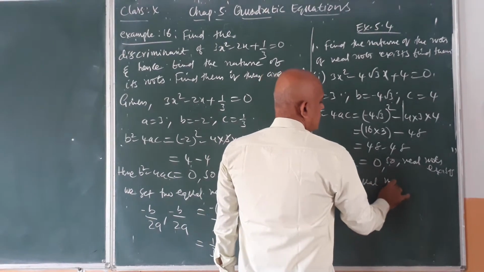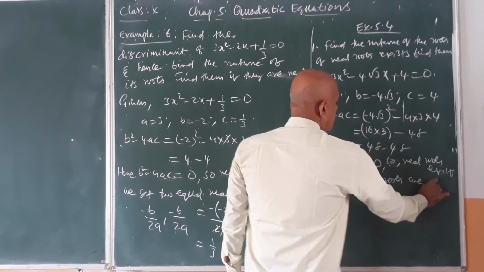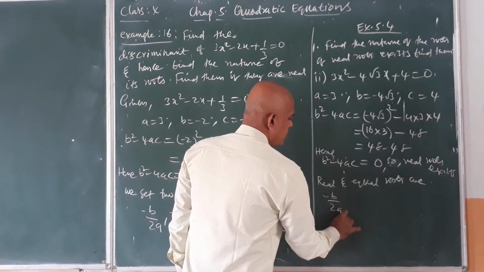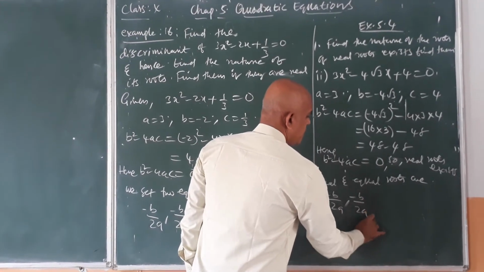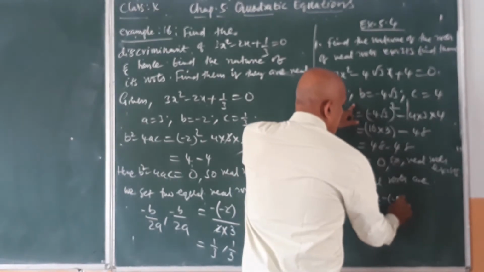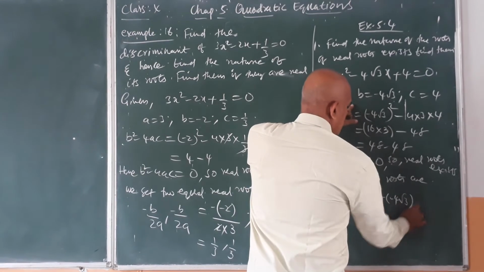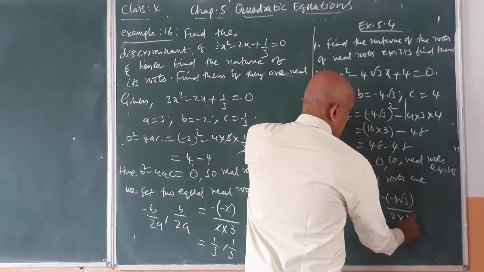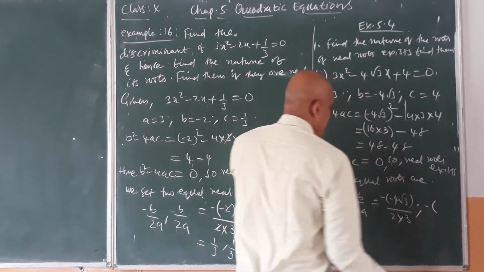Real and equal roots are minus b by 2a comma minus b by 2a. That is equal to minus b by 2a: minus of minus 4 root 3 by 2 into a, 3, comma same again, minus of minus b by 2a.